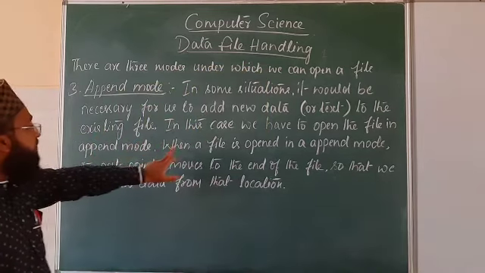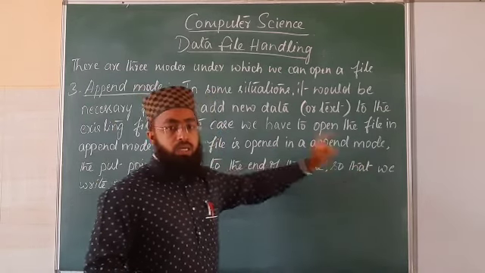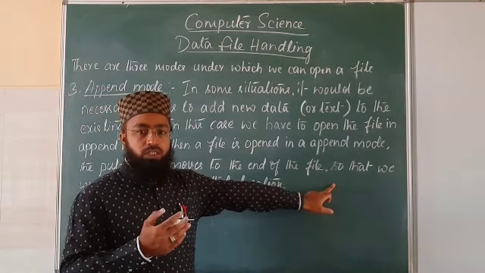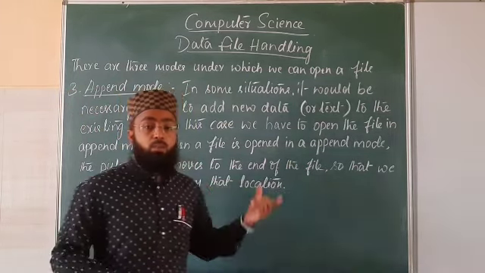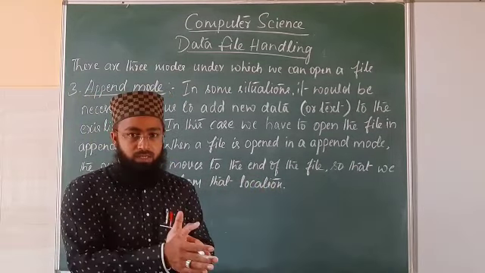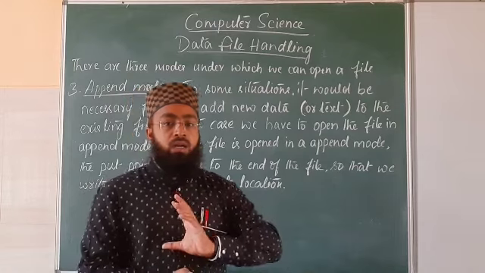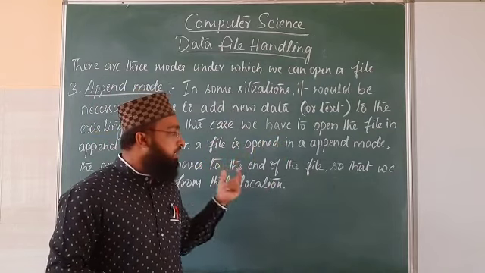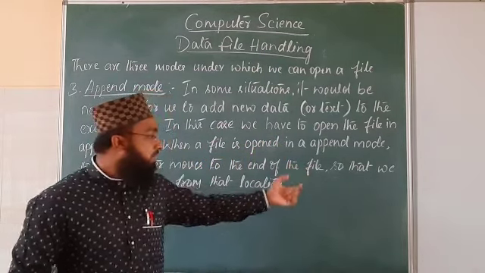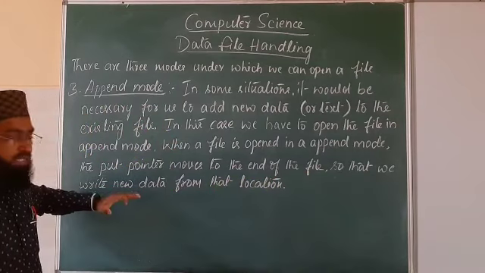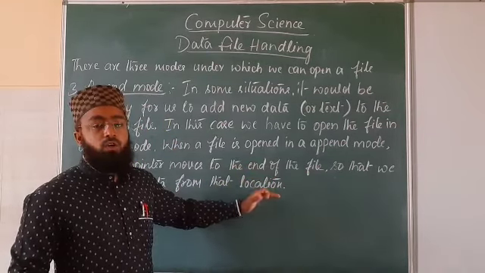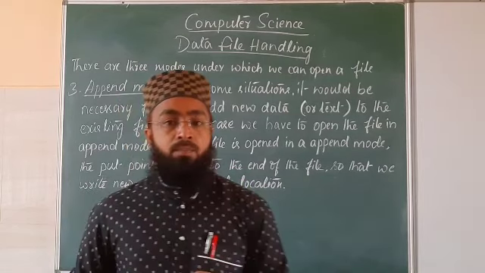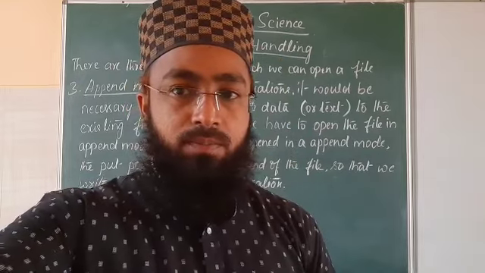If you want to add new data to the file, we need to open that file in append mode. When a file is opened in append mode, the put pointer moves to the end of the file. Why? The put pointer moves because we need to add something. We are not reading, we are editing the contents of the file. That is called appending. So the put pointer moves to the end of the file so that we can write new data from that location where the put pointer is set.